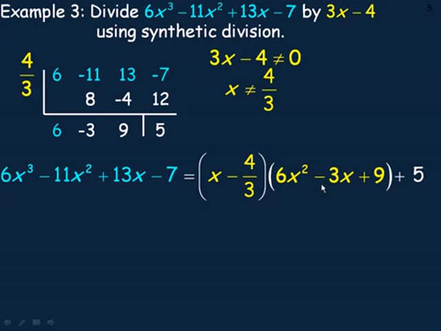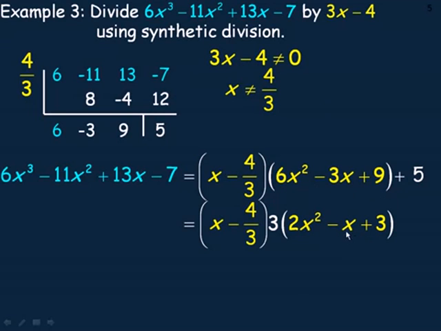Now we want to know what we get when we divide the original polynomial by 3x minus 4, not by x minus 4/3. And notice that there's a coefficient, a common factor of 3 here. All the coefficients divide by 3. And so I can factor a 3 out of this trinomial. 3 divided into 6x squared goes 2x squared times. 3 divided into negative 3x goes negative x times. And 3 divided into 9, or factored out of 9, gives us a 3 here. Don't forget about the plus 5 in the end.